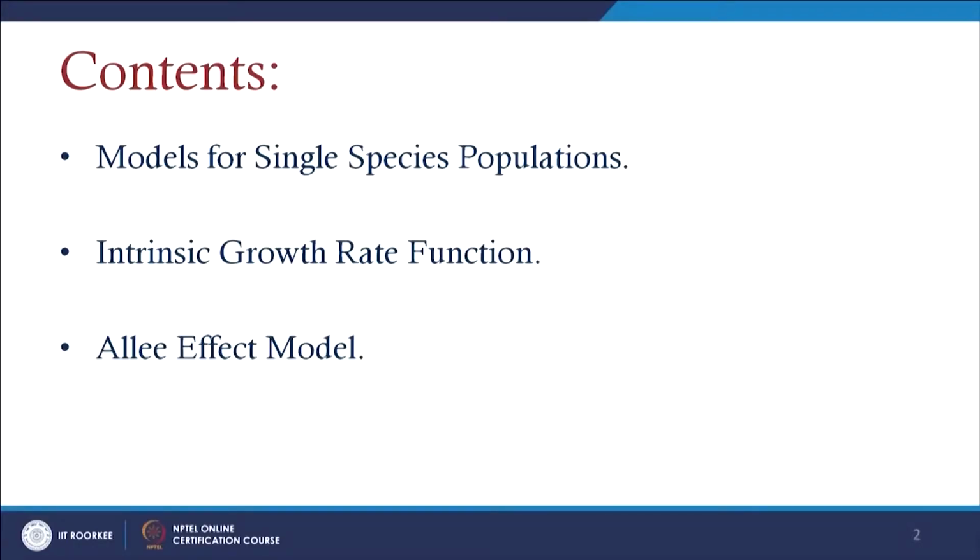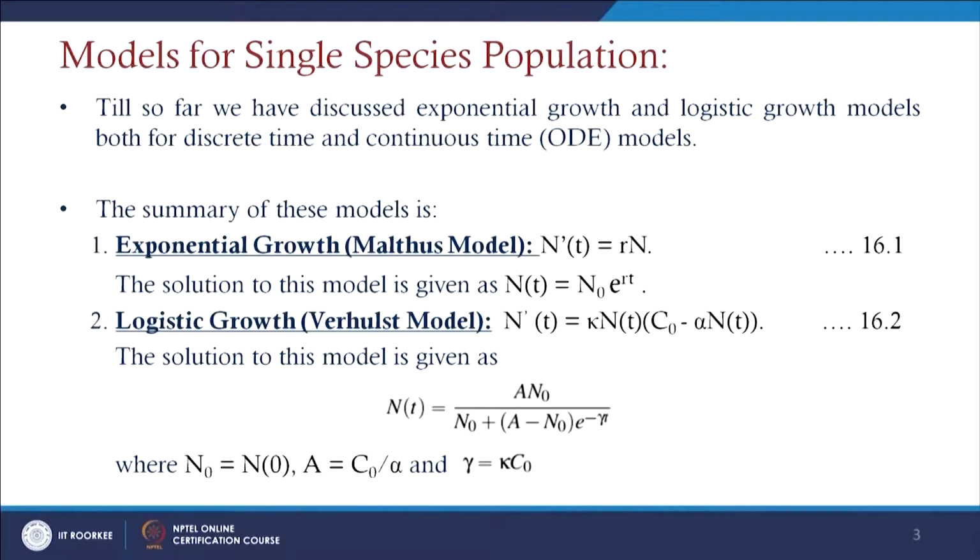And in this lecture we will discuss continuous time single species models, and these models will include single species populations. Then we will develop this model, and based on that we will test how the growth rate function affects the population rate, and finally we will discuss the Allee effect model. So, if you see these single species models, till now we have discussed exponential growth and logistic growth models, both for discrete time and continuous levels.